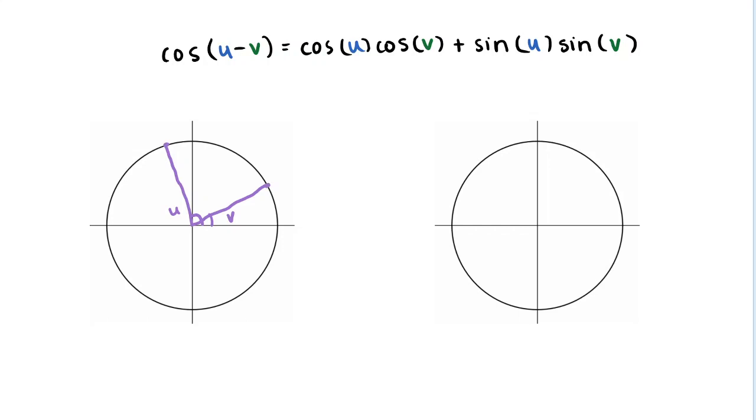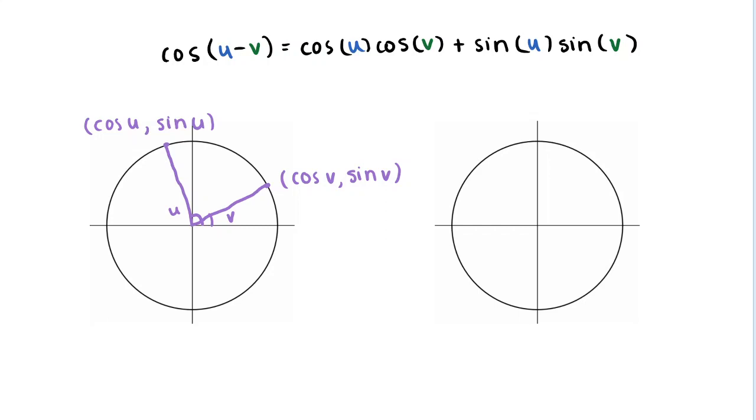Now, the points on this unit circle, their coordinates are given by cosine and sine, right? So cosine of v is going to be the x-coordinate of this point on the unit circle at an angle of v, and sine of v is the y-coordinate at an angle of v. And then similarly at an angle of u, the point on our unit circle is given by cosine of u, comma, sine of u. Sine and cosine give us the y-coordinates and the x-coordinates on the unit circle at that angle, respectively.